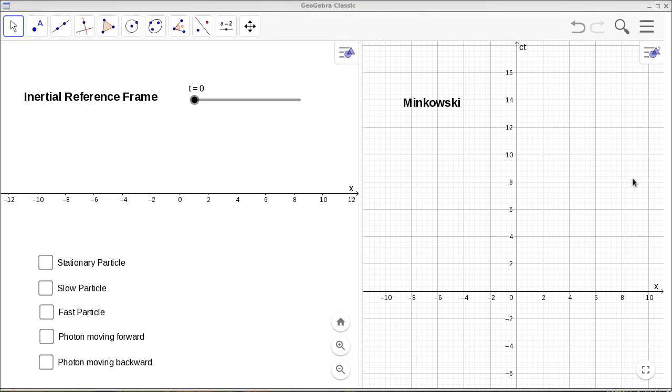Hi. Now I am going to talk about Minkowski's space-time diagrams, world lines, events, and the light cone of an event. What is a Minkowski space-time? Minkowski space-time is a graphical representation of events and the motion of particles. All those things can be represented here in Minkowski space-time.